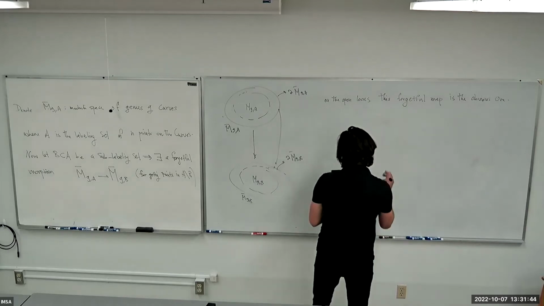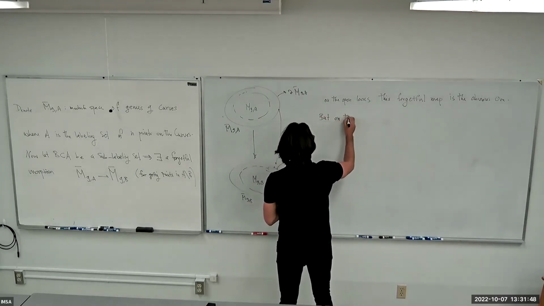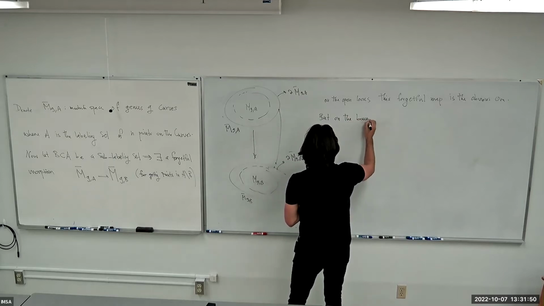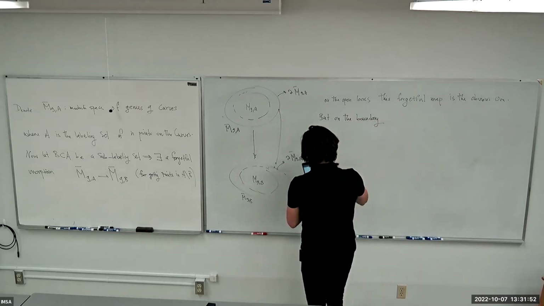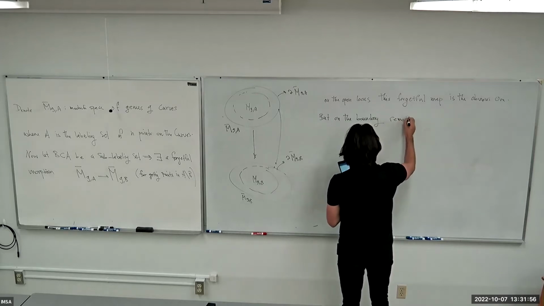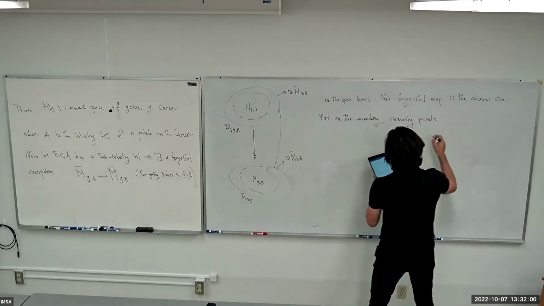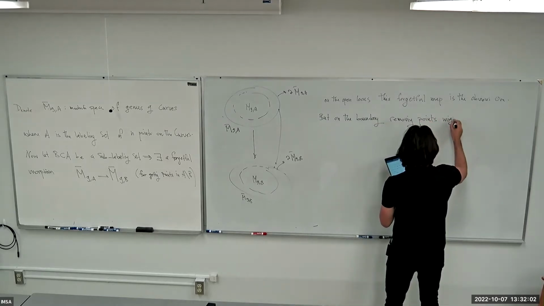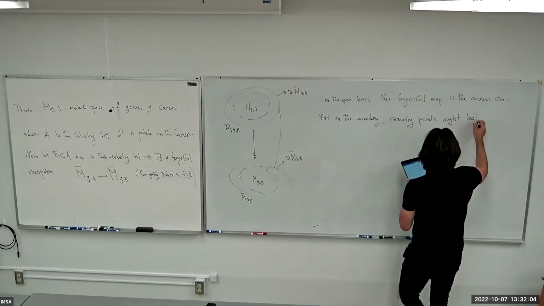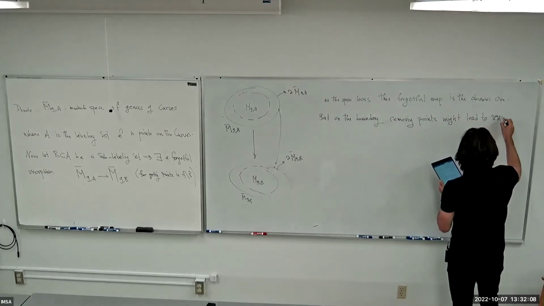So let's see. On the boundary, removing points might lead to instability.